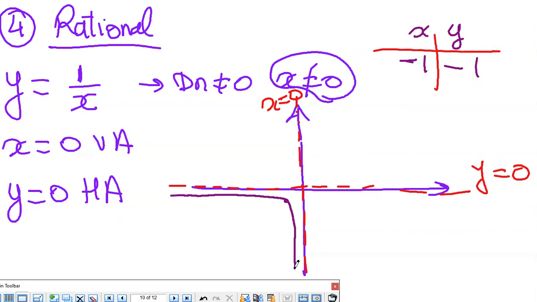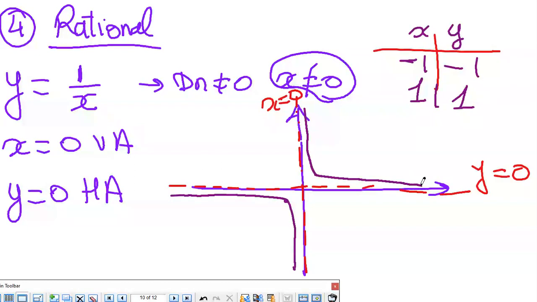It's not above the x-axis. So it's either here or here. It cannot be on the two parts at the same time. Now I'll take a point bigger than 0, 1. If I replace x by 1, y is 1. The point is here, 1, 1. It means the second part of my graph is in this location.